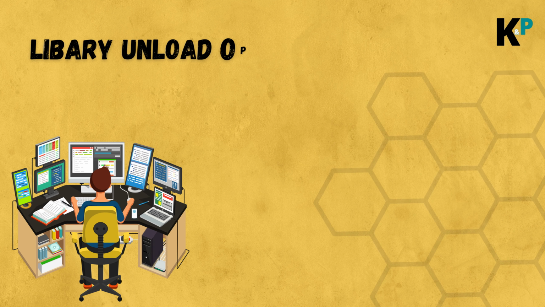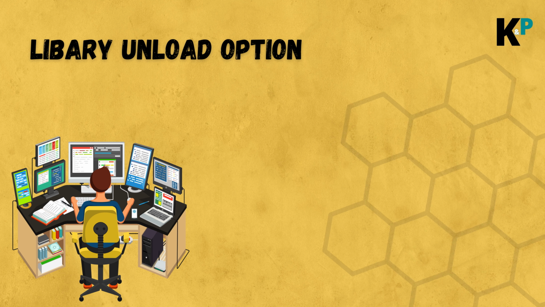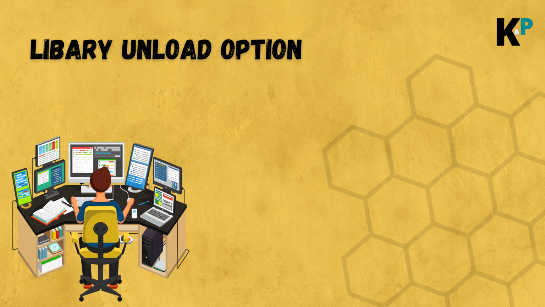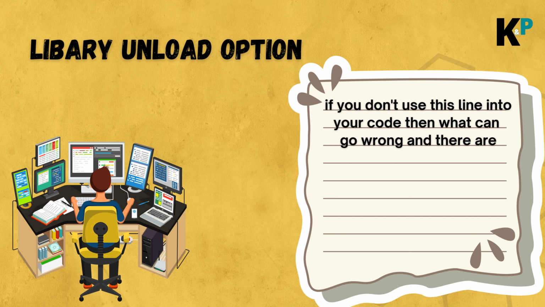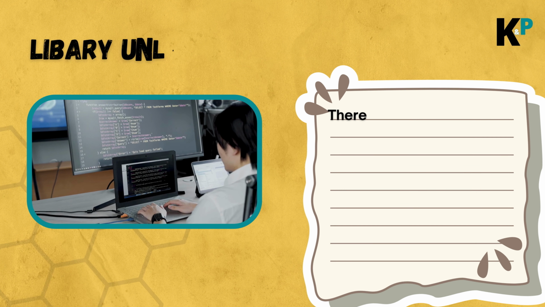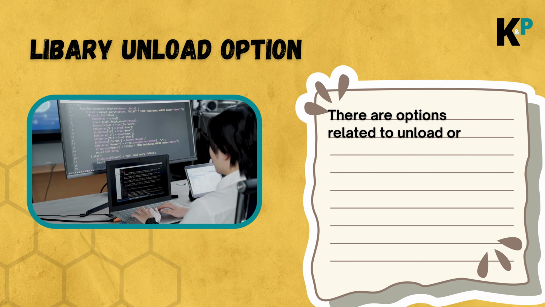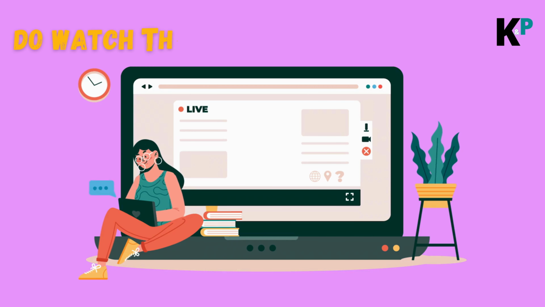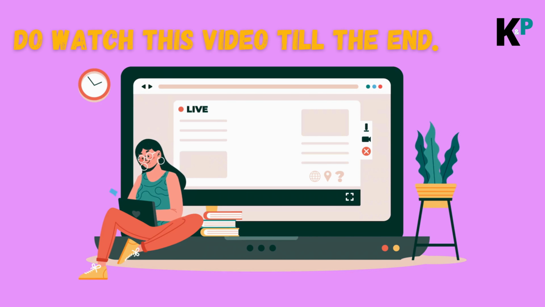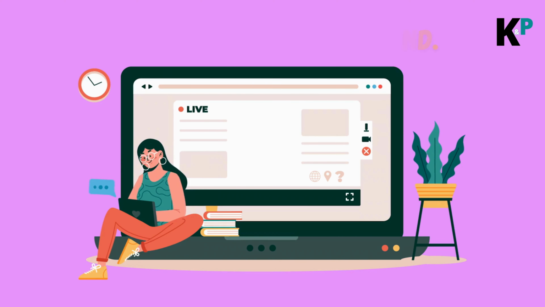If you're not clear about what exactly it is, and if you don't know what the consequence will be if you don't use this line in your code, then what can go wrong? And there are certain options as well. There are three options that you can play around with related to the library unload. What is the meaning of those three and what is the difference between them? If you want to know all of those details, then do watch this video till the end.